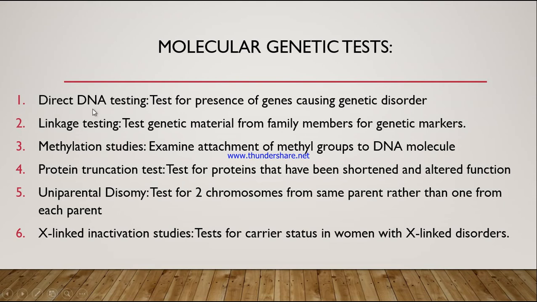Number one is direct DNA testing. It is a test for the presence of genes causing genetic disorders. This direct DNA testing is only trying to find out if there is any presence of mutated genes or any error in genes which causes genetic disorder. Second type, linkage testing. It tests genetic material from family members for genetic markers. So linkage testing is performed in family members.